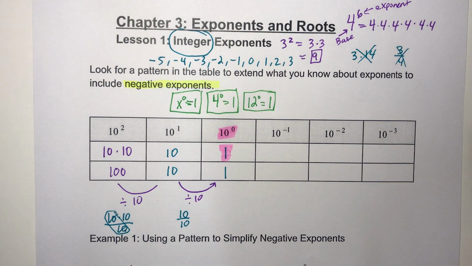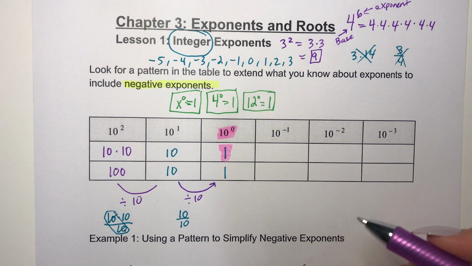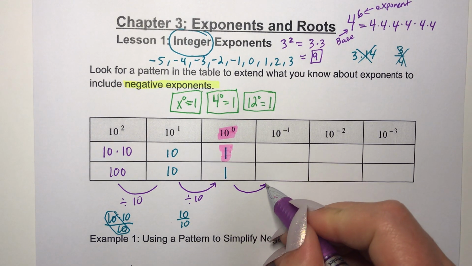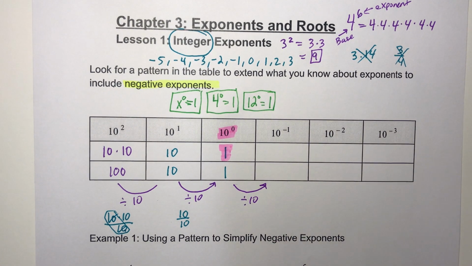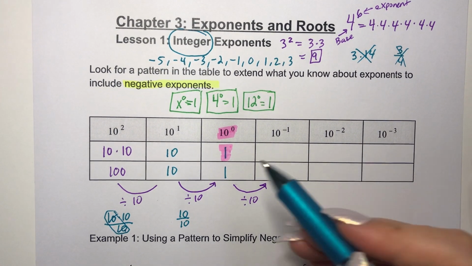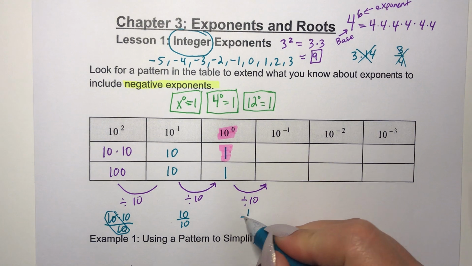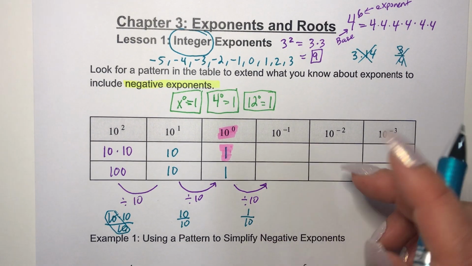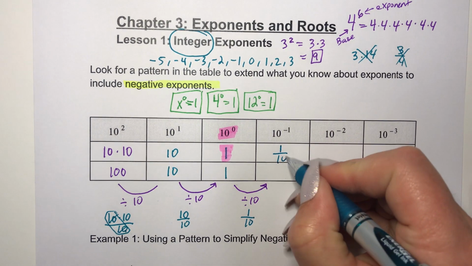All right, so now we're back to what we're doing. We were dividing by 10 to each of these and figuring out what the pattern is. So here we had 1, and we're going to divide that by 10. When we have 1 divided by 10, that's what 10 to the negative 1 power is. It's 1/10.